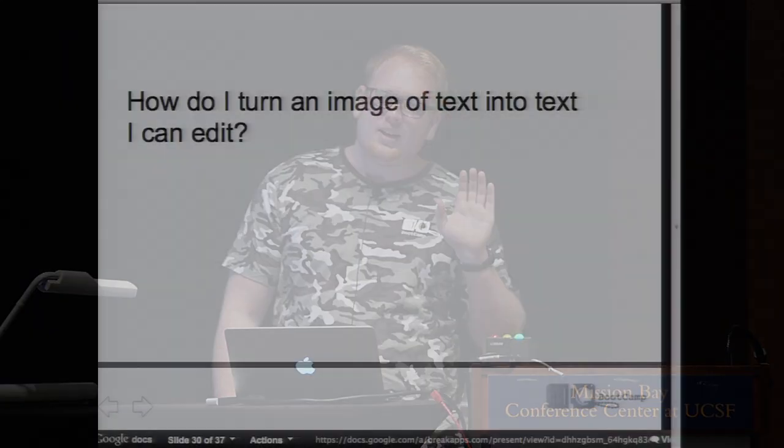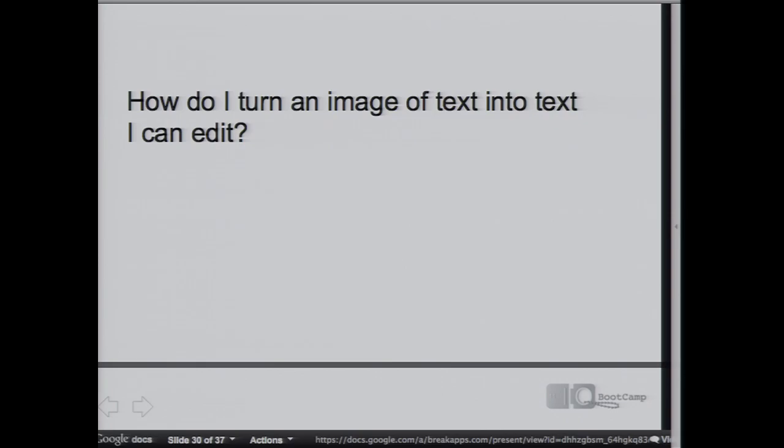So that's all pretty simple. I just want to get a little bit more advanced now. So I want to get a little bit more advanced with this use case. How do you turn an image of text into text that you can edit? Ideas? Anybody? You can shout them out.